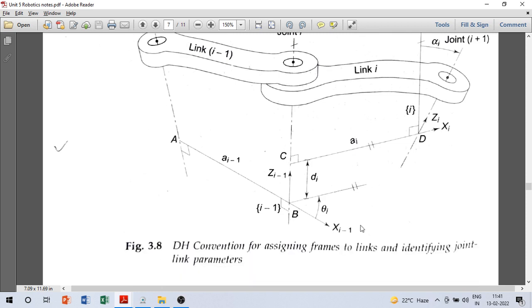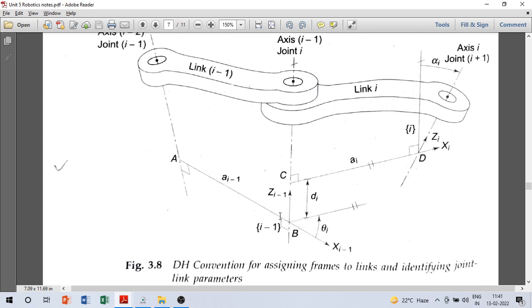Similarly, you can see frame i minus 1 here. For frame i minus 1, z_{i-1} is along this axis, and x_{i-1} will be along this common perpendicular. So this becomes the origin. This frame i minus 1 is attached to link i minus 1. So that is the way coordinate frames are assigned. This is actually called the Denavit Hartenberg method.